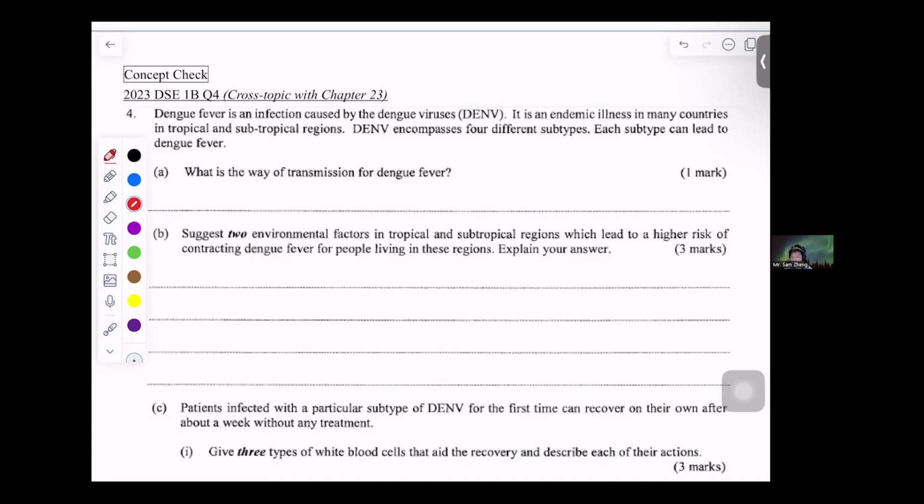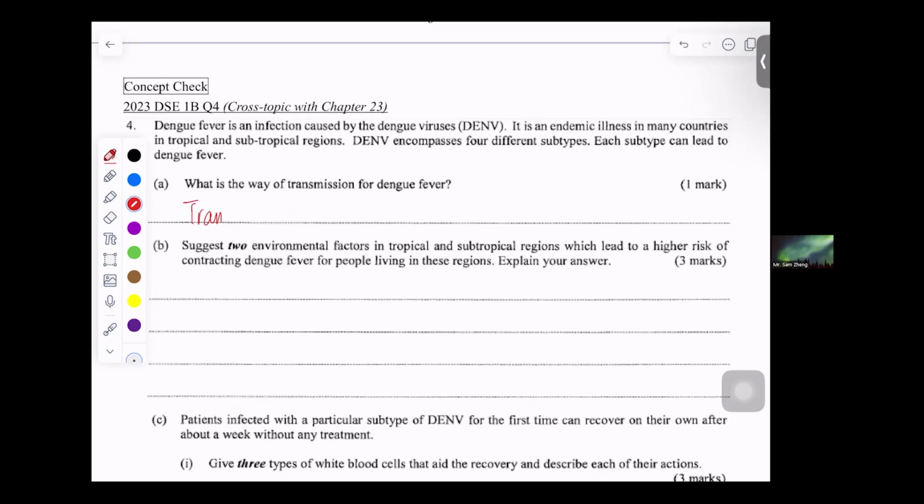Okay, now, first of all, for the ways of transmission, most of the times maybe you will write down, oh, it is transmitted by animal. Sorry, if you write down that it is transmitted by animal, you cannot get the mark. This is because for dengue fever, not all animals will cause dengue fever, but it is caused by the mosquito. So therefore, you can write it down as transmitted by vector or by mosquito.